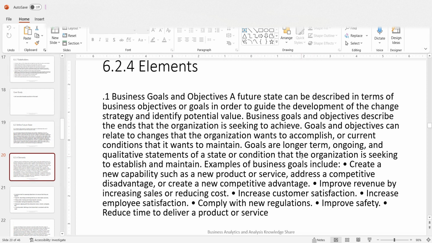Examples of the business goals are: create a new capability such as a new product or service, address a competitive disadvantage or create a new competitive advantage, improve revenue by increasing sales or reducing cost, increase customer satisfaction, increase employee satisfaction, comply with new regulations, improve safety, reduce time to deliver a product or a service.